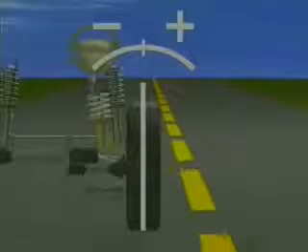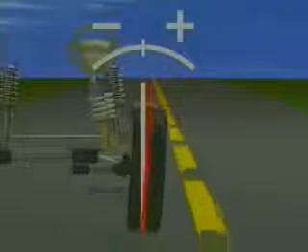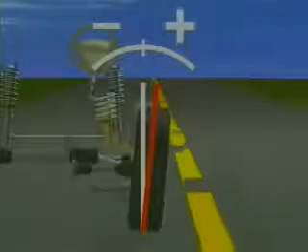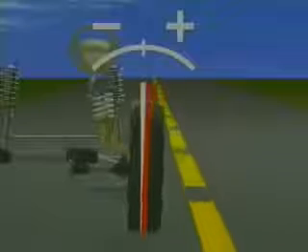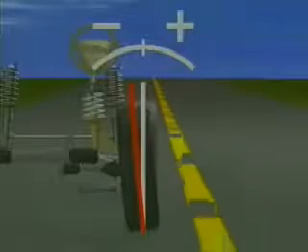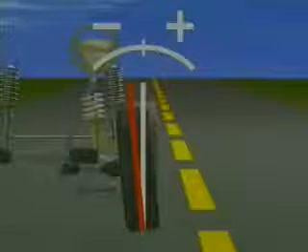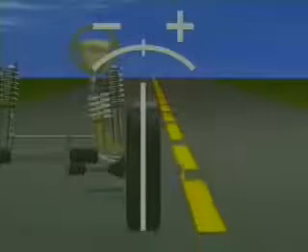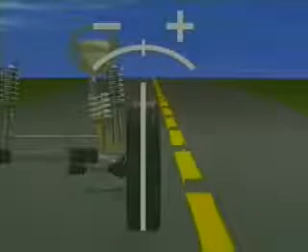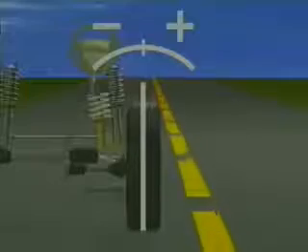A wheel with 0 degrees camber is vertical. When a wheel tilts outward at the top, it has positive camber, and when a wheel is tilted inward at the top, it has negative camber. A slight amount of negative camber is normal since the top of the tires will move out with speed.